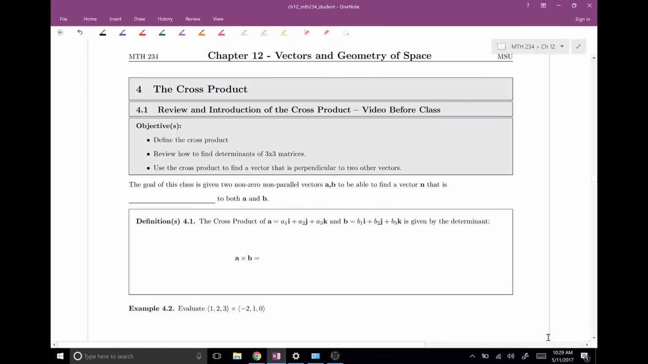All right, welcome everyone to 12.4. This is the cross product. As promised, there are two different ways to multiply vectors together that are really natural. They give you something that's very useful, and that's why they've stuck around so long. So we're going to be talking about the second one here.